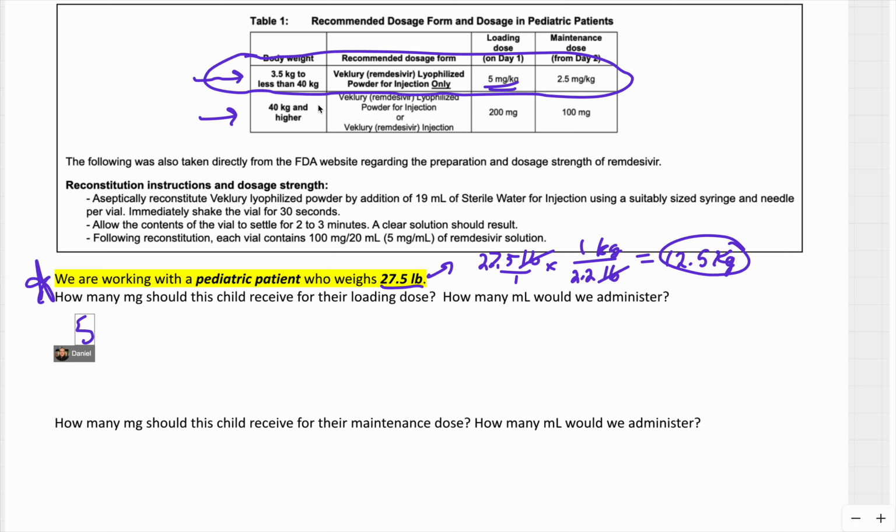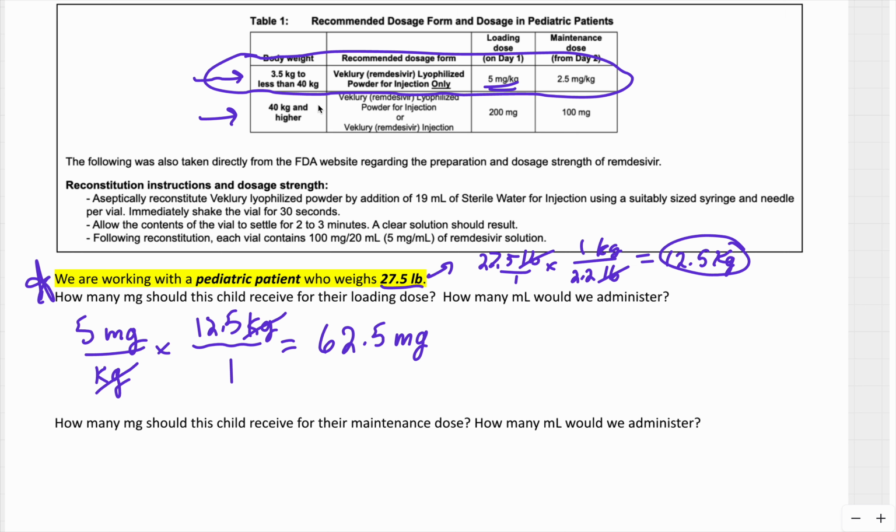So let's figure this out. We know they need 5 milligrams for every kilogram that they weigh. That's their loading dose. I know they have a weight of 12.5 kilograms, so I'm going to multiply by their weight. And when I multiply by their weight, the kilograms will cancel. So I'll have 12.5 times 5, which is 62.5. So they need 62.5 milligrams for their loading dose. Remember, milligrams, measure of mass. And this drug is going to be found in this powder. And so now what we have to think about is how many milliliters to prepare.